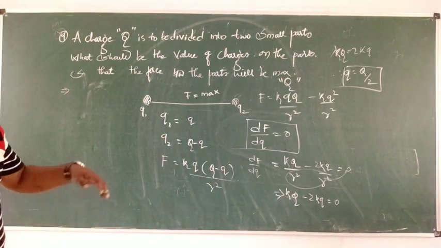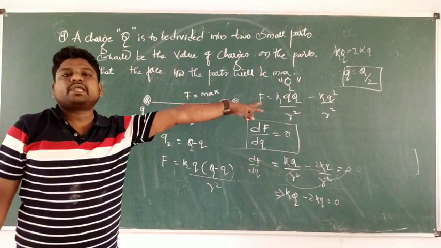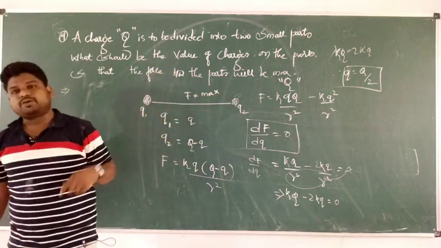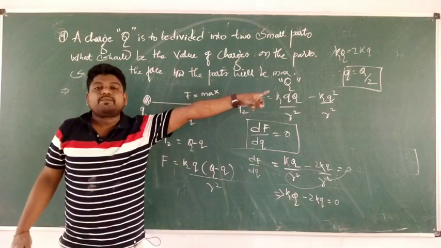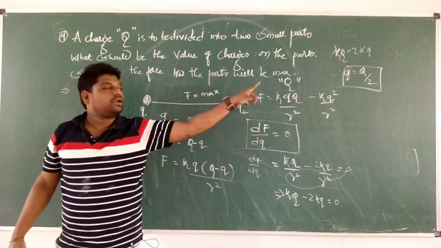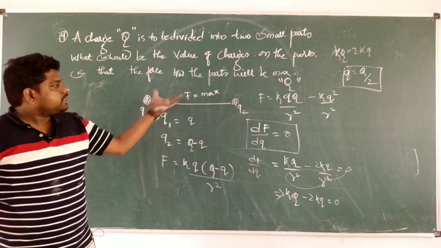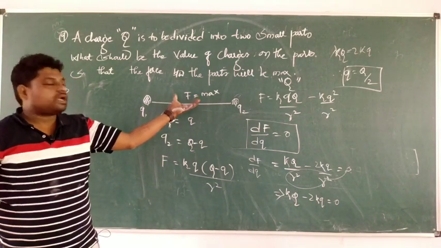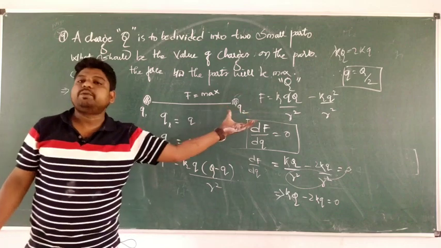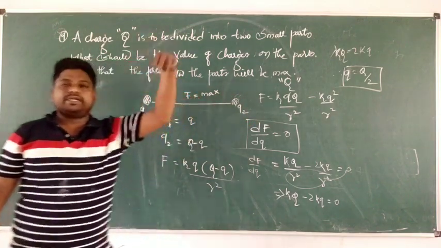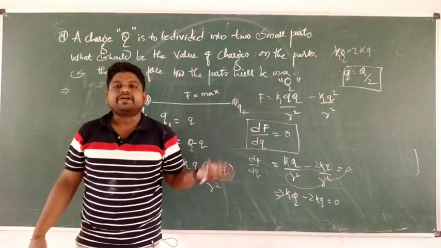That means the force between the two charges should be maximum, but what should the charge be? The charge should be equal to Q by 2. Only then this is going to happen. What is going to happen? The force between the charges will be maximum, or else it is going to vary.